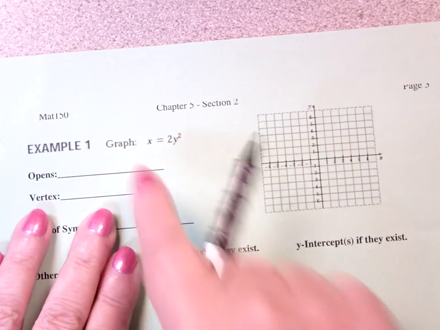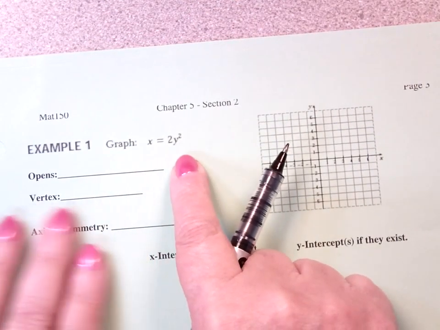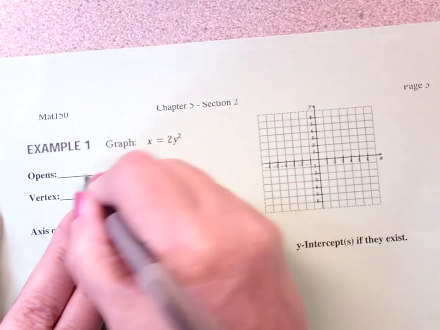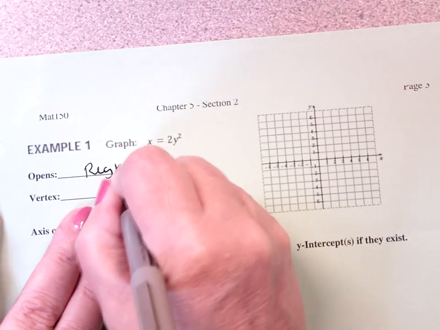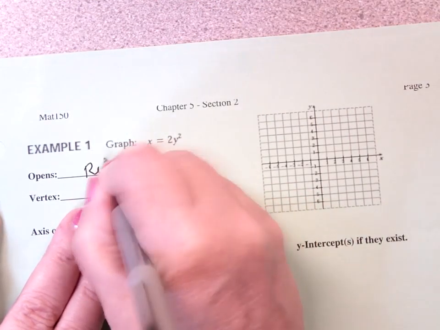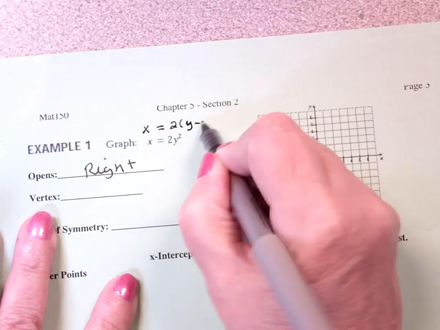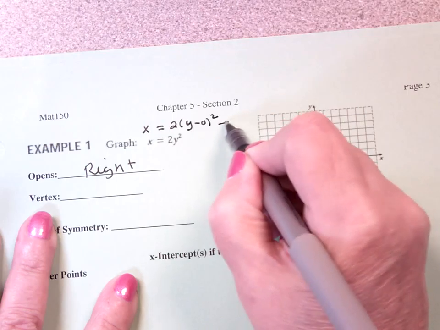We want to graph x equals y squared. First of all, how does this guy open? To the right. He opens to the right. Now, if I want to think about his vertex, x is going to be equal to 2 times (y minus 0) squared plus 0.